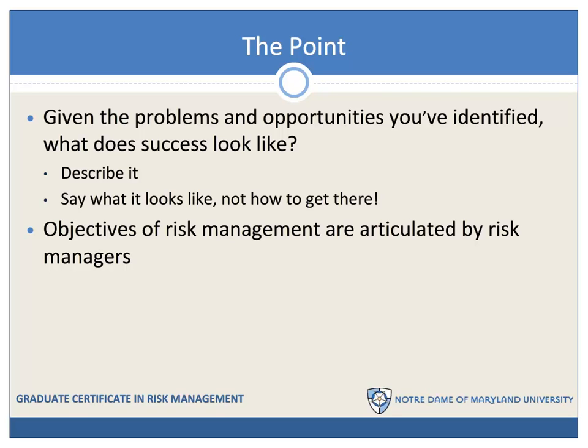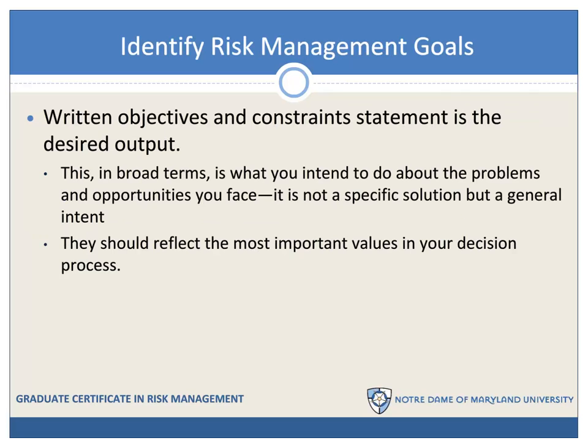So in this step, identifying objectives and constraints, we will describe success. This is where you say what success would look like. You do not say what specific steps you will take to get to a successful resolution, but you identify what a successful resolution looks like. These objectives and constraints for risk management are articulated by risk managers. To identify the risk manager's goals, you need a written objectives and constraints statement. That is the desired output of this task.